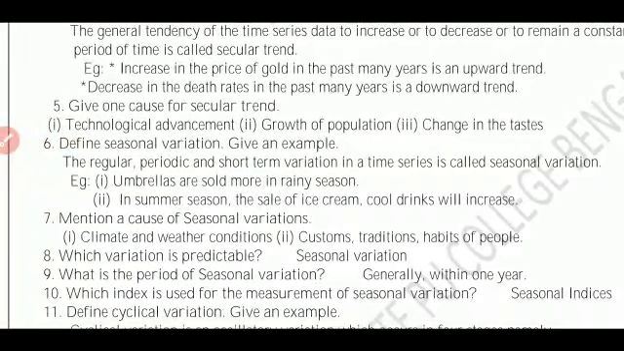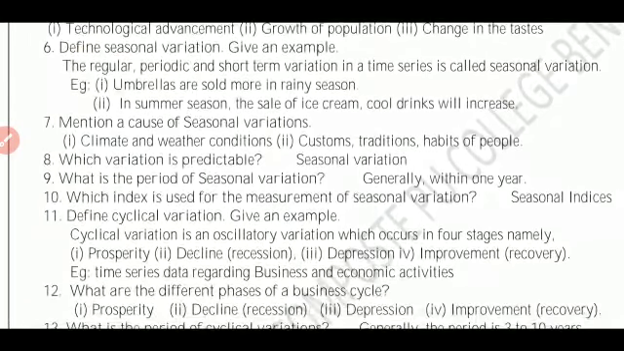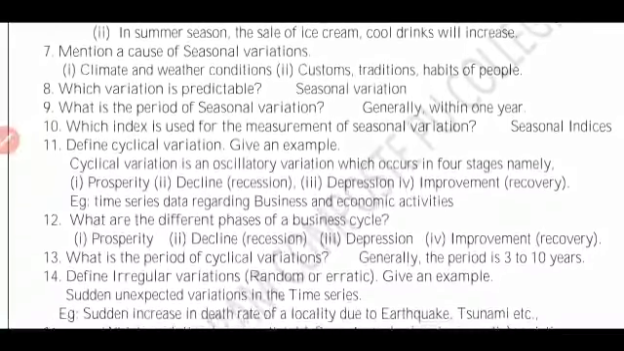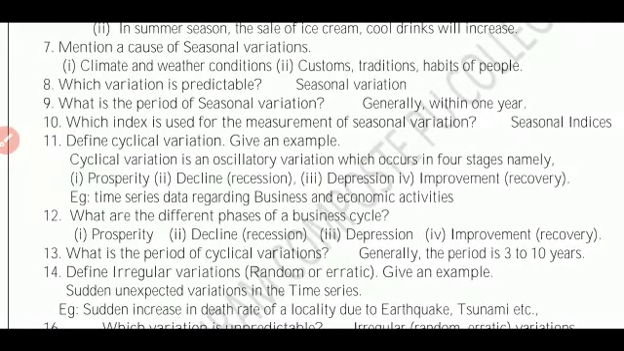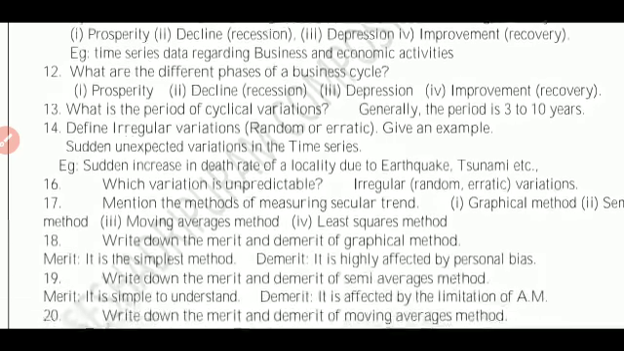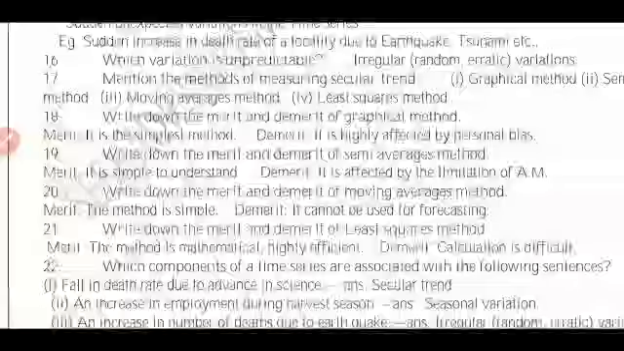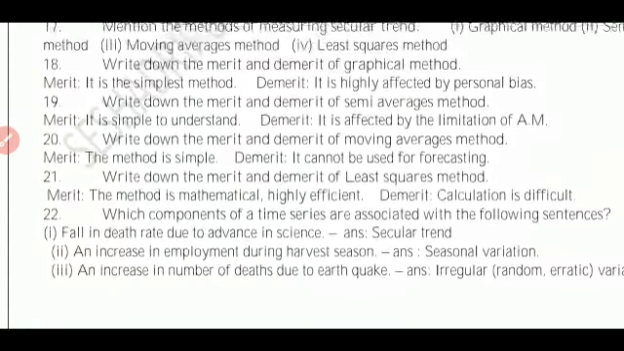I hope you all can see it clearly. Mention a cause of seasonal variation. Then which variation is predictable? Seasonal variation. The question is there and the answer is just given below. Then just randomly I'm reading: define cyclical variation, give an example. Cyclical variation is an oscillatory variation which occurs in 4 stages, namely prosperity, decline, recession, depression, improvement and recovery. So these are the questions on time series analysis.